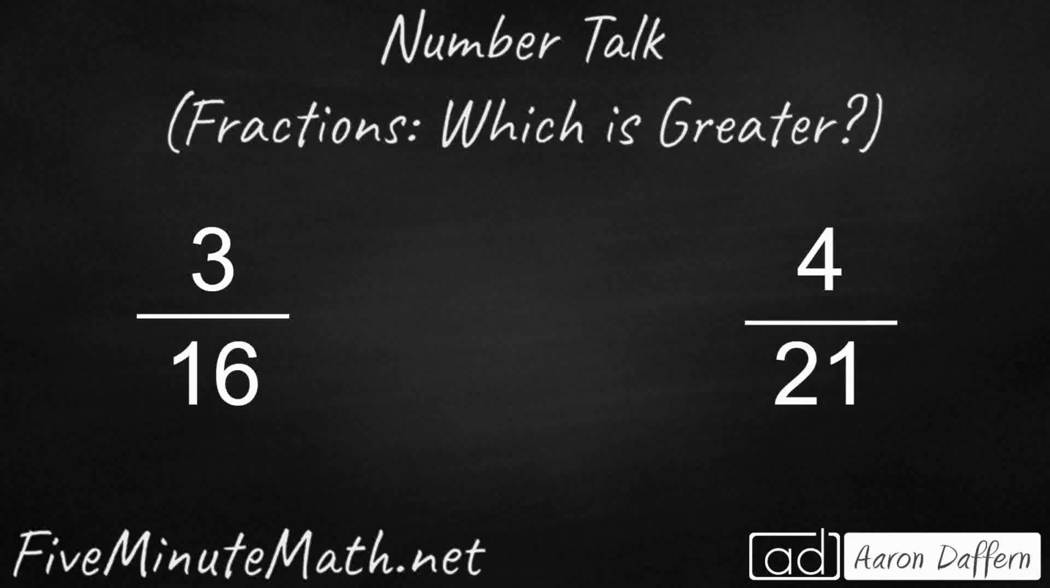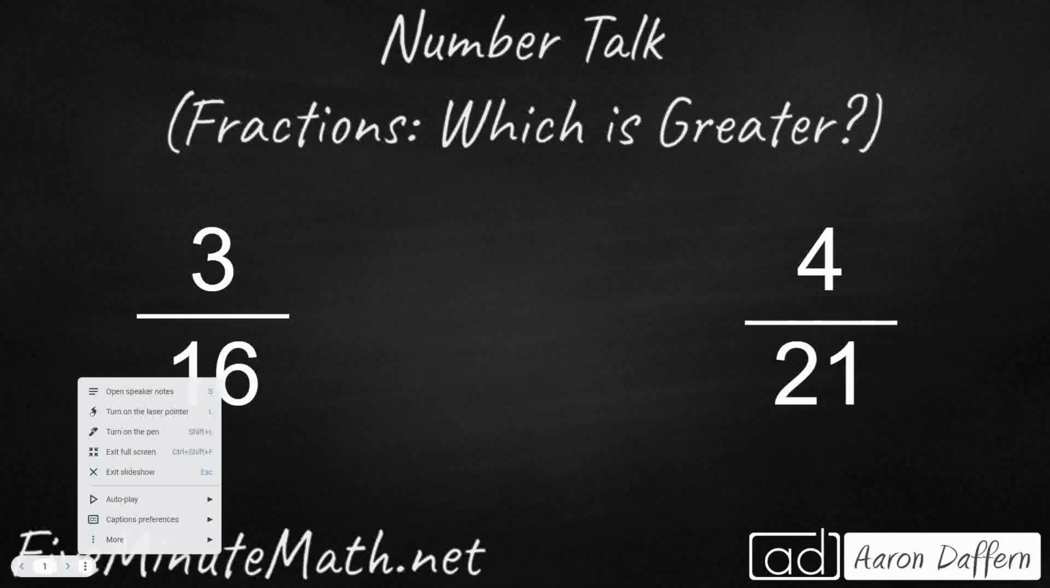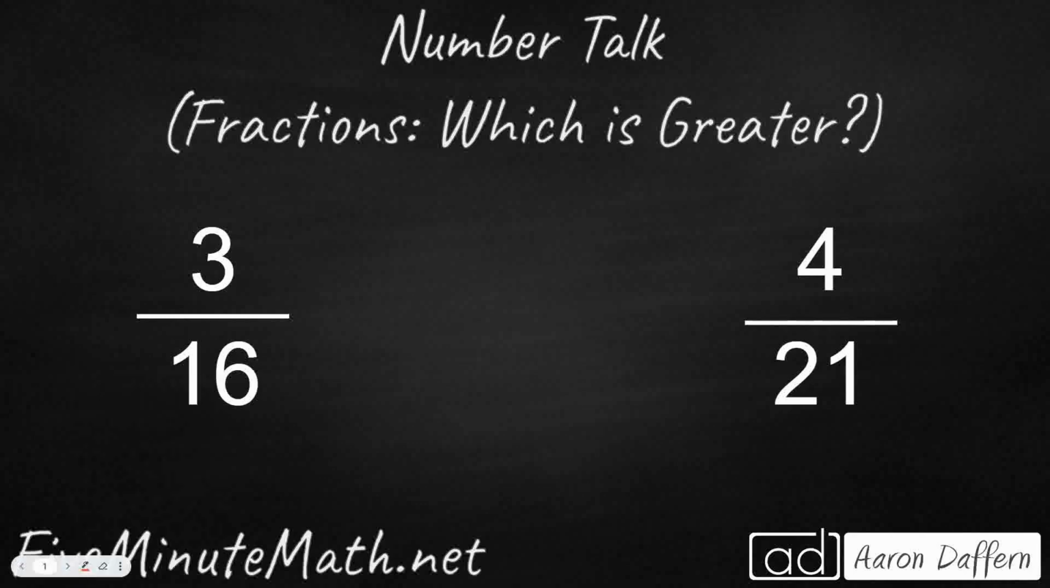Today for our number talk, we are looking at these two fractions, 3/16 and 4/21, trying to decide which one is greater using reasoning and mental math. So these two fractions seem pretty close. The numerators are just 1 off, the denominators are just 5 off. So it's going to be pretty close on this one.